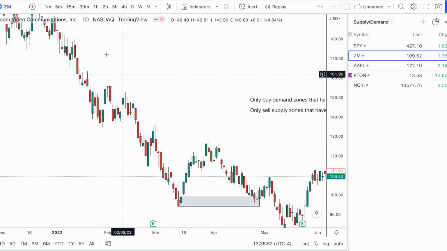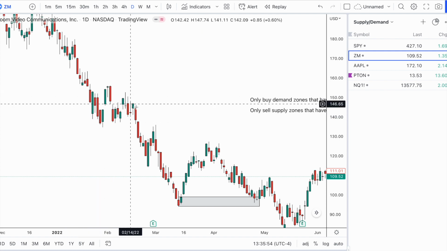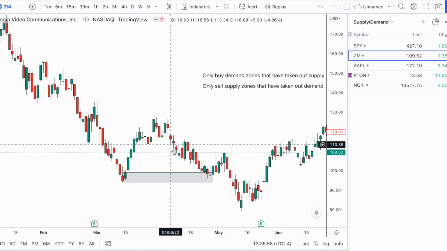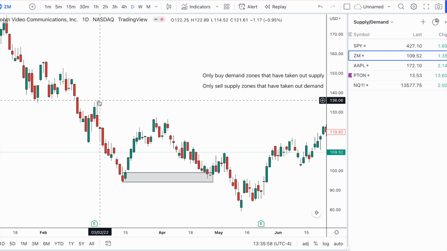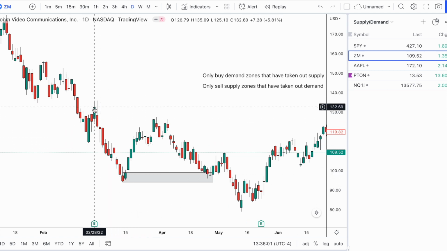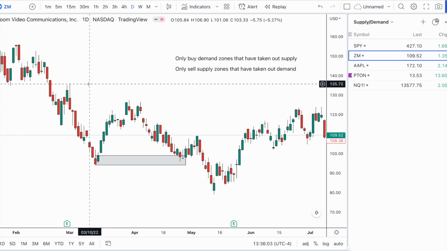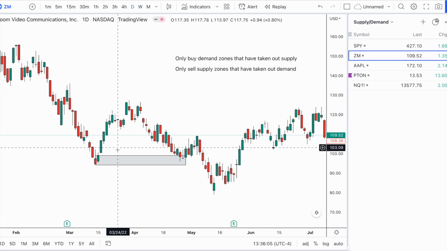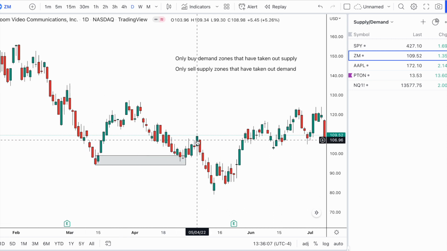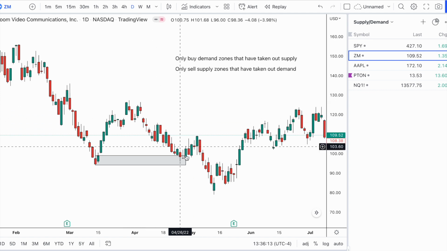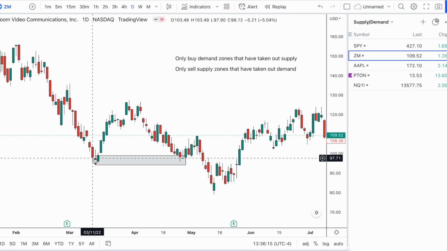So sellers are still in control, because if you remember, we're in a downtrend. If we're in a downtrend and this demand is not able to take out this supply, sellers are in control. You don't want to be buying this demand zone. Sure, it worked for a little bit. You can scalp it, take a few profits, but you're not going to get any high quality moves off of this. You want to make sure that demand is able to take out supply.